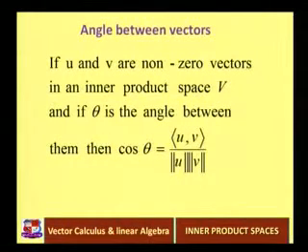Angle between two vectors: if u and v are two non-zero vectors in an inner product space V, and if theta is the angle between them, then cos theta is equal to the inner product of u comma v upon norm u into norm v. This theta represents the angle between two vectors u and v, and using this equation we find the angle between two vectors in the special inner product space.